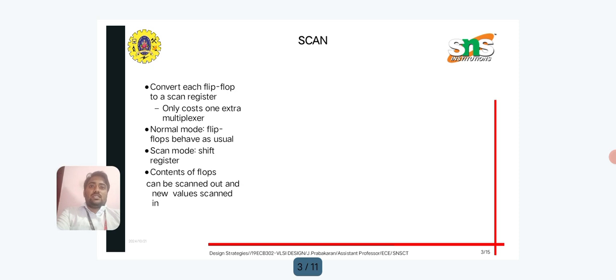And the next one is scan test. Scan design: convert each flip-flop to a scan register. Here we have two modes. The first one is normal mode and the other one is scan mode.